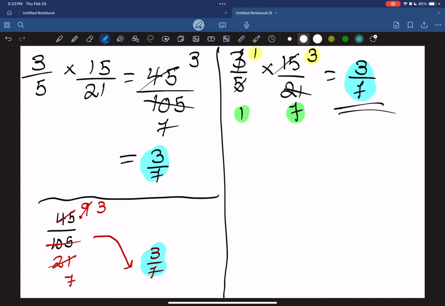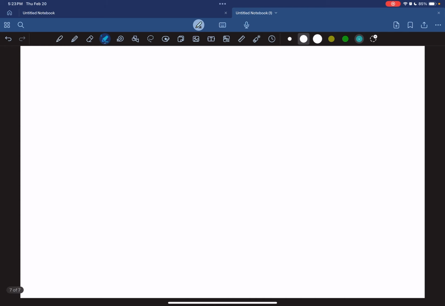So let's look at if we decide that we're going to multiply whole numbers and fractions. Alright, so let's look at this whole number, 5.